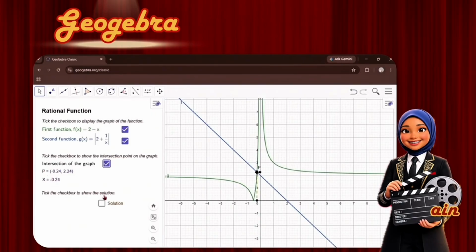Students can click the solution checkbox to display the calculation and final answer. Students can also see clearly the graph, how the intersection point happens between the two graphs, and the solution for the final answer. So that's it for the solution in GeoGebra.